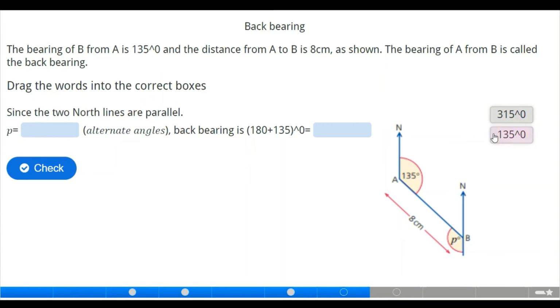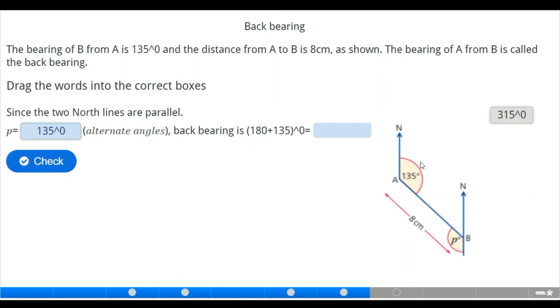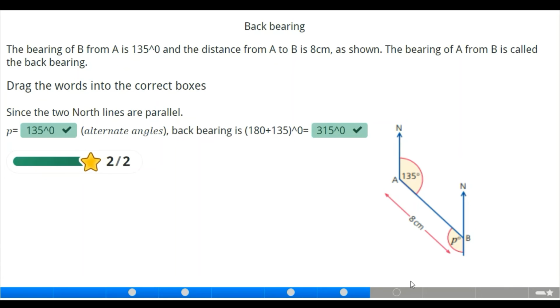So we said that P is also 135 degrees. Why? Because it's an alternate angle to A. Now, by the time we add 180 plus 135 degrees, we are having 315 degrees. So that gives us the right answer to the box. Let's check. Okay, we are good.